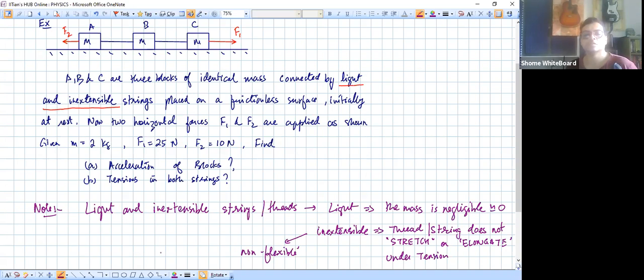It's unlike, for example, a rubber band. Okay, a rubber band is an example of something which is flexible or extensible. So generally speaking, in this chapter, whenever we talk about threads or strings, we are always referring to this kind of material. So even if the question doesn't specify explicitly, you will always have to assume that they are inextensible. Okay.